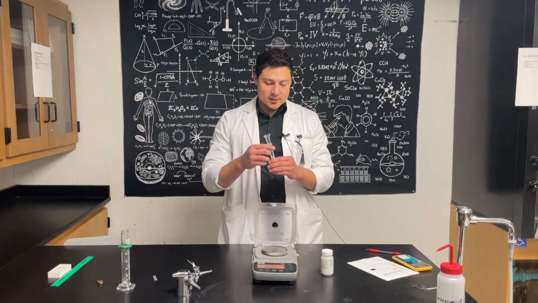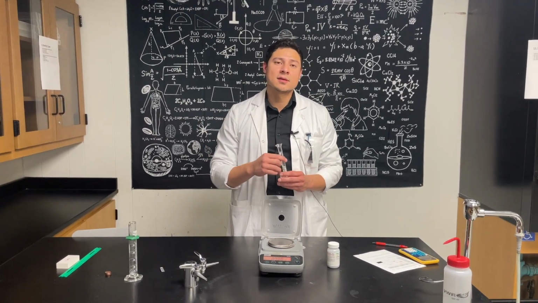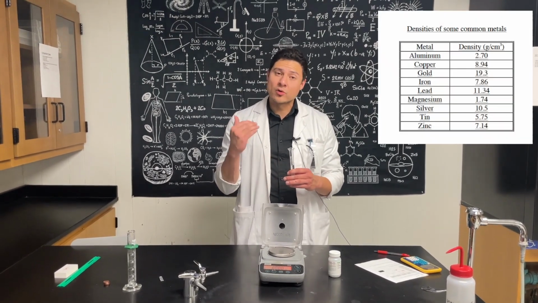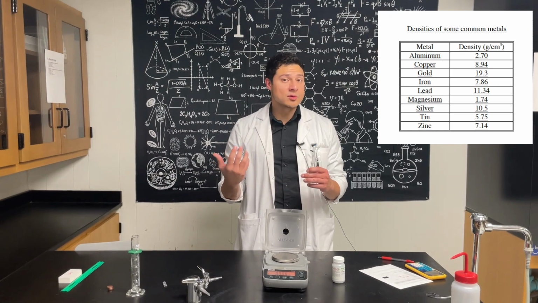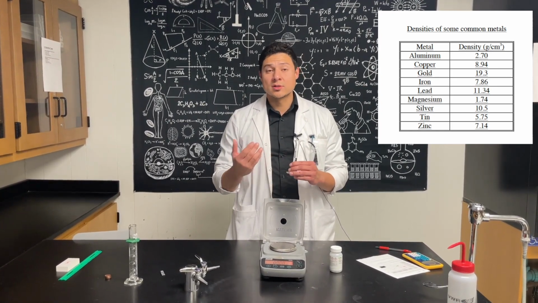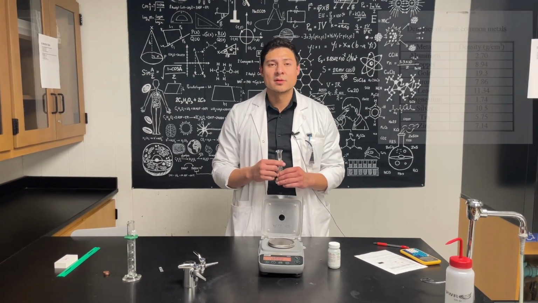Okay, once you find the volume, you have the mass, go ahead and divide them, find the density, and again, determine your percent error. So you're gonna compare your density with that of actual aluminum by referencing the table and try to determine how much you were off by looking at that percent error.